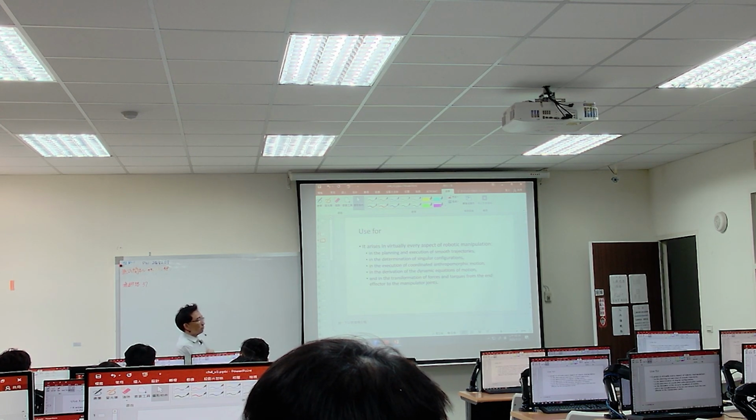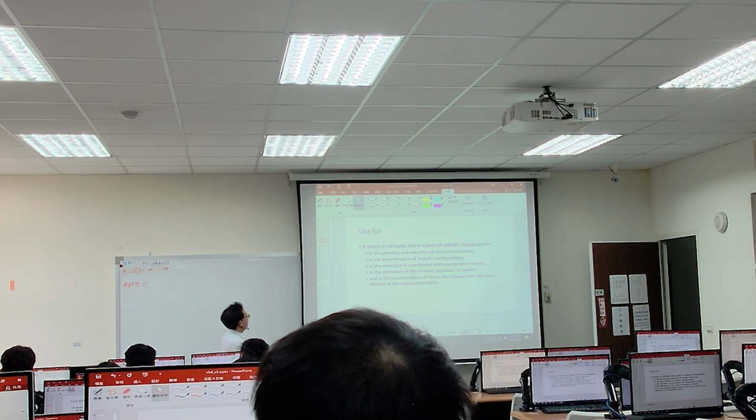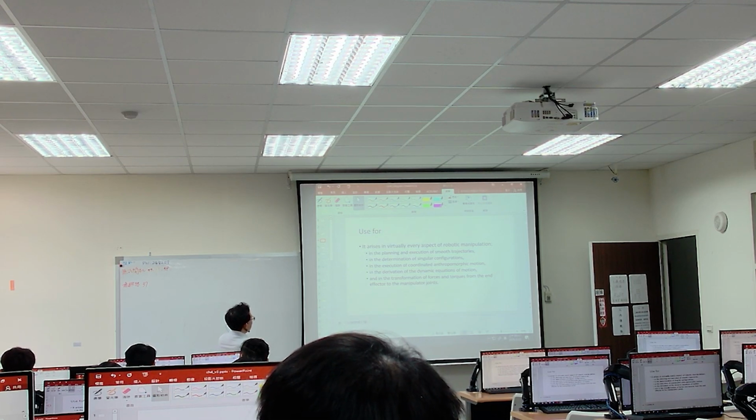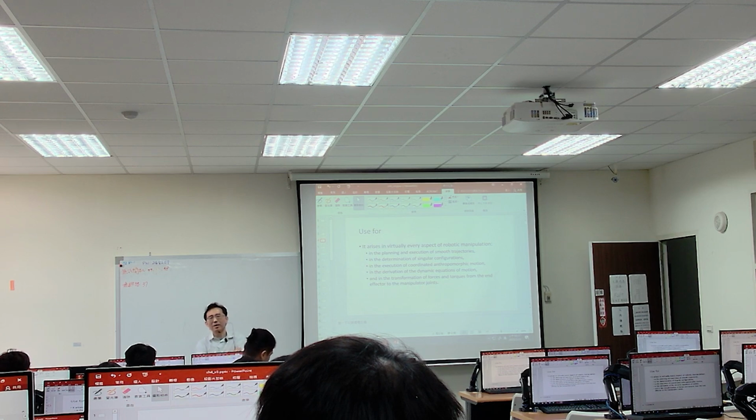Before we go deeper, we can define what the Jacobian can be used for. Eventually, it can be used for planning and executing smooth trajectories. Smooth trajectory is quite important.